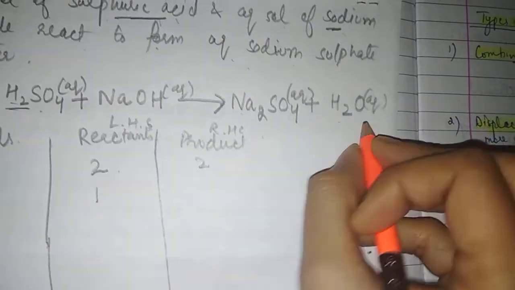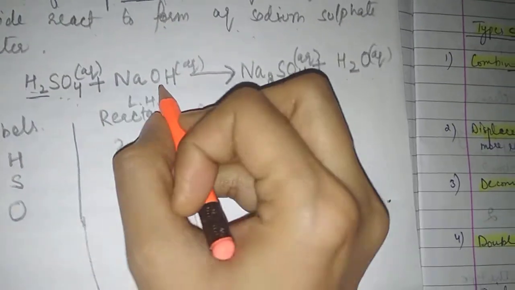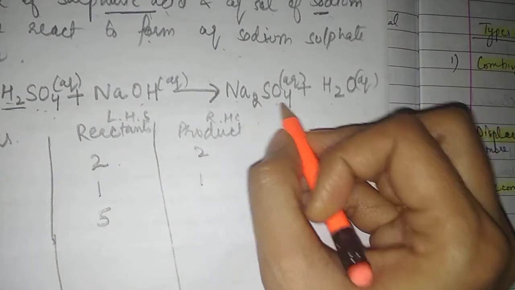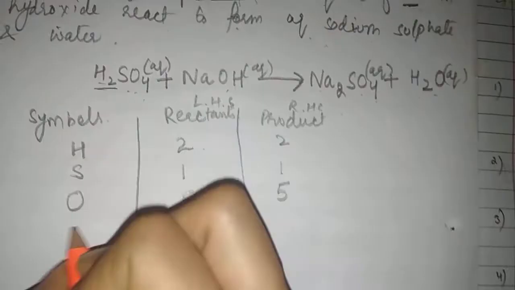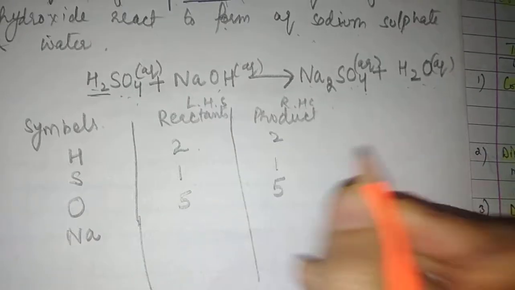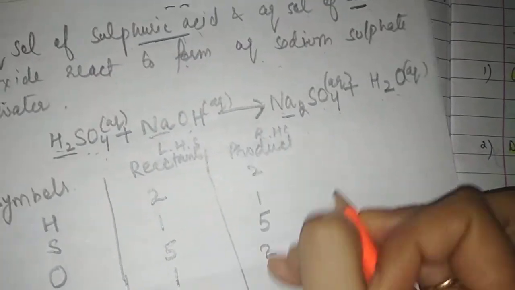Next is sulfur. Sulfur is 1 on the left hand side and here also 1. These are also balanced. Next is oxygen: 4 plus 1, 5 oxygen atoms are present, and on the right 4 plus 1, 5. These are also balanced. Next is sodium. Sodium here is 1 and here is 2. We need to balance it.